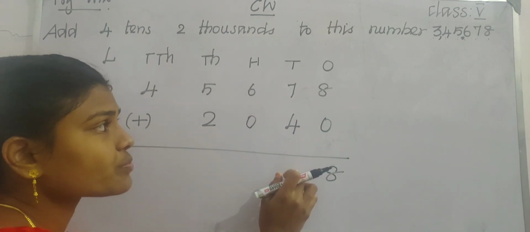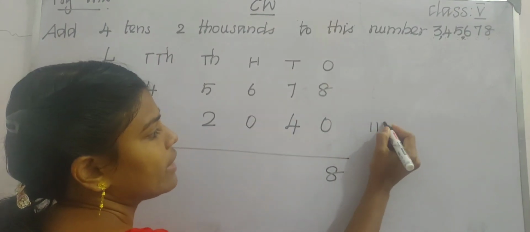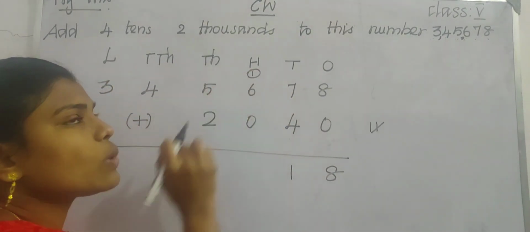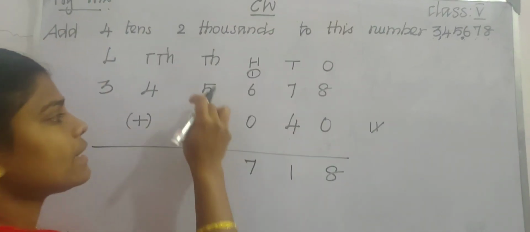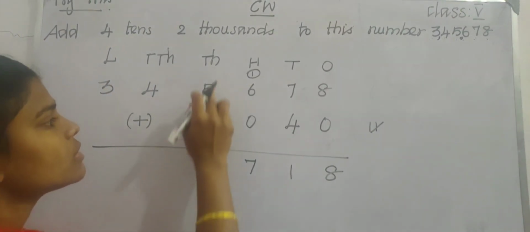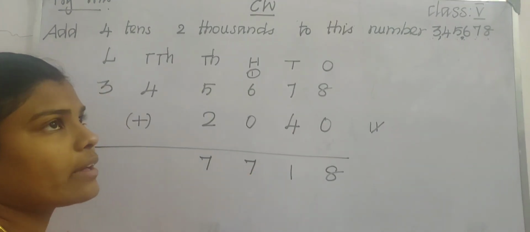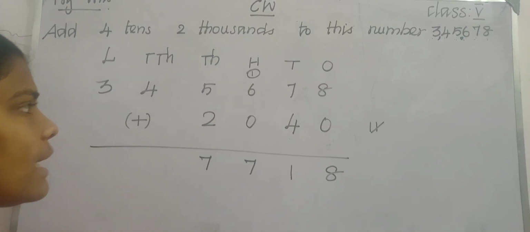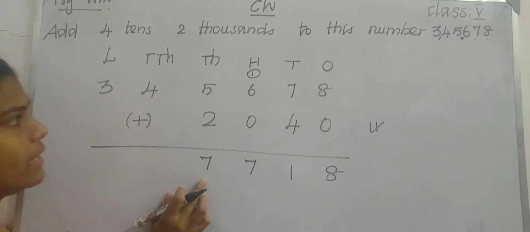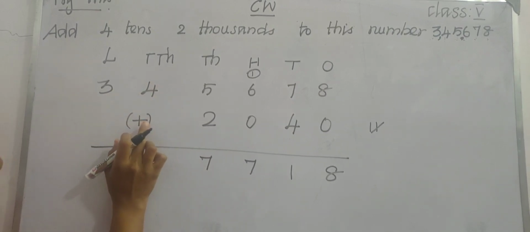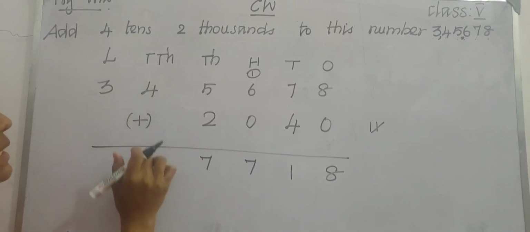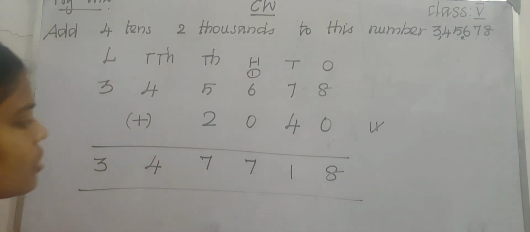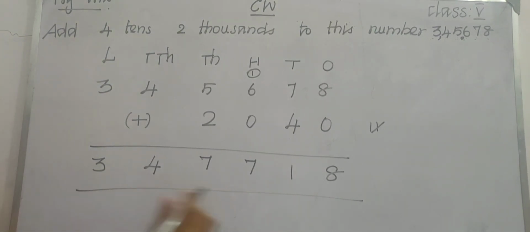7 plus 4, 11, right? So put 11. So just 1 here and 1 on the top. So 6 plus 1, 7. And then 5 plus 2, 7, right? So how will you add? 5 in the mind, 2 in the fingers. Likewise you will add, right? So add and write. Okay, children. So 5 plus 2, 7. And then 4 here, if there is no digit we can consider it as 0. So 4 plus 0, 4. And then 3 plus 0, 3. So what is the answer?